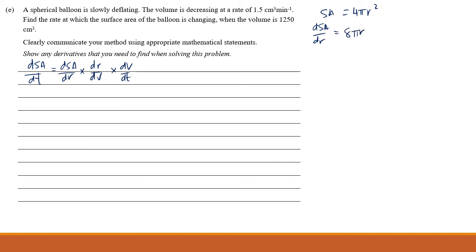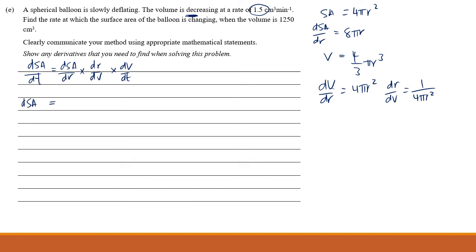We need to find the volume of a sphere. So the volume of a sphere is 4/3 pi r cubed. So dV by dr is 4 pi r squared. So remember, if we want dr by dV, we're just going to get 1 over 4 pi r squared using the reciprocal rule. Then dV by dt is decreasing at that. So let's put all those into my formula and see how I go.